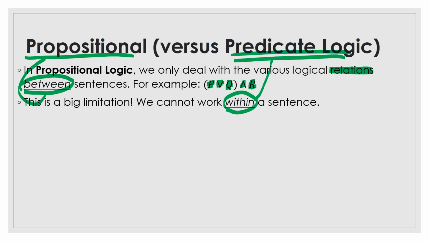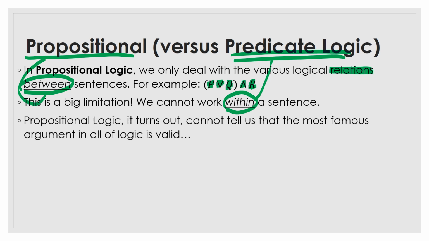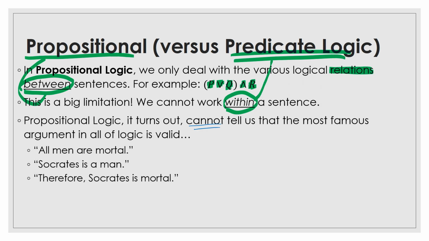In fact, because of that, propositional logic, it turns out, cannot tell us that the most famous argument in all of logic is valid. What's the most famous argument? Well, naturally, all men are mortal, Socrates is a man, therefore Socrates is mortal. Now think about that argument in terms of propositional logic. The first premise, all men are mortal, we'll say is P. Second premise, Socrates is a man, we'll say is Q. Conclusion, therefore Socrates is mortal.